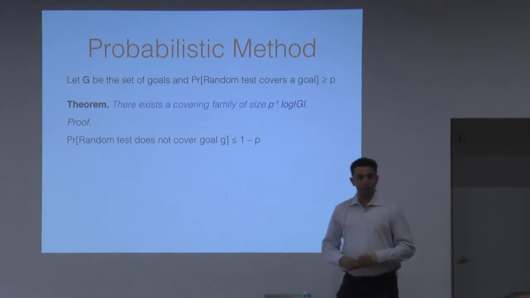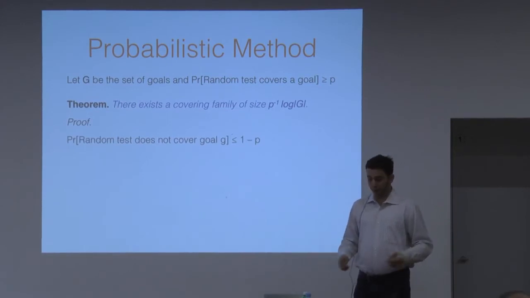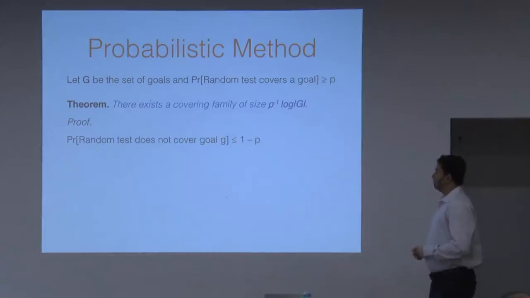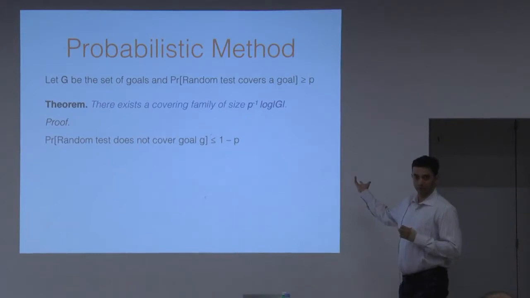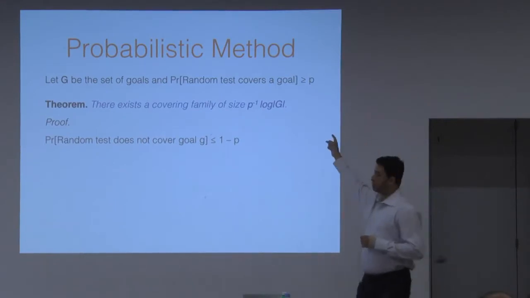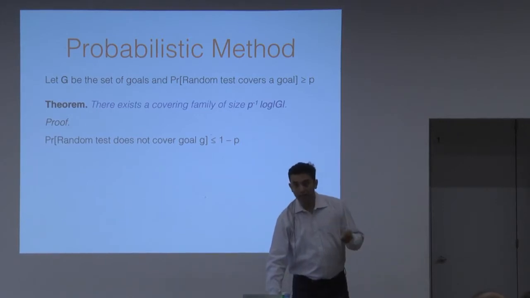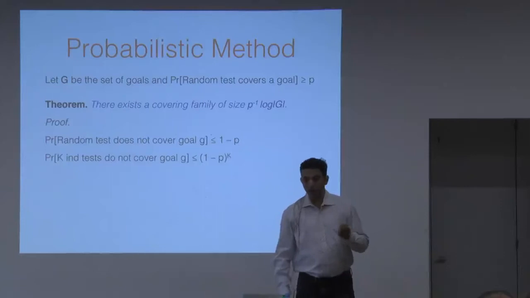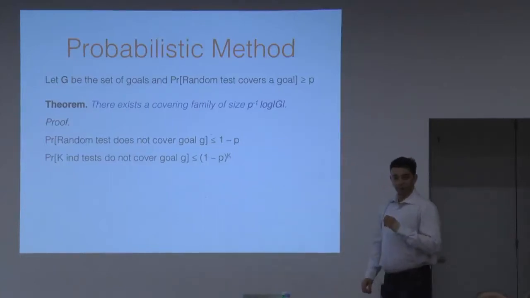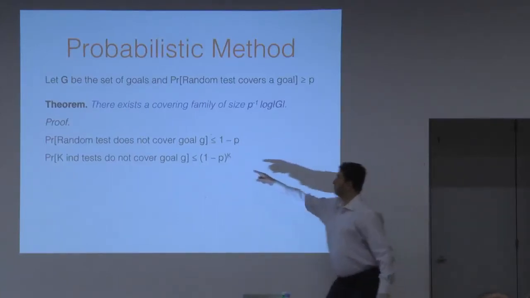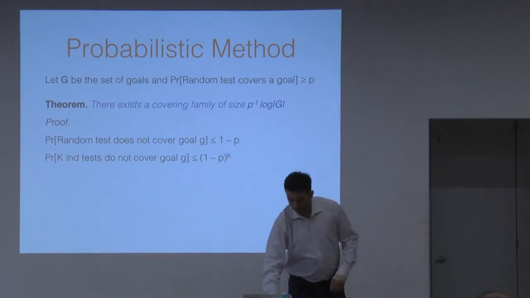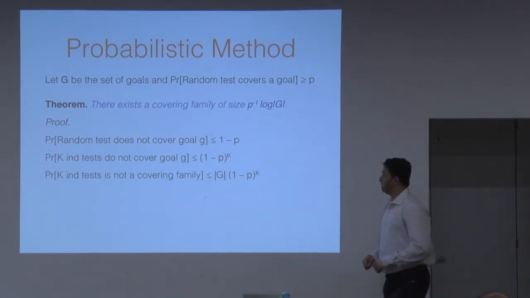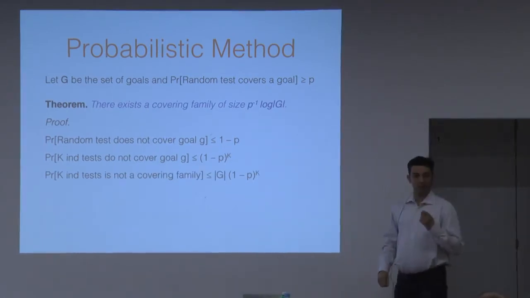How do we show this? Well, it turns out this argument is really sort of high school probability. The probability that a random test does not cover this fixed goal is at most 1 minus p, if the probability that it covers the goal is at least p. So now if I pick k random tests independently, the probability that none of them cover this particular goal is, by the independence, you just multiply the probabilities.